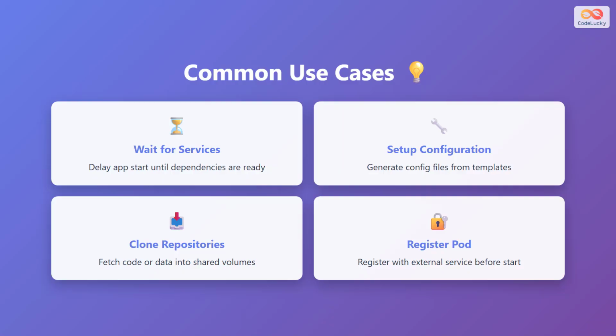Init containers are perfect for several common scenarios. You can use them to wait for services, delaying your app start until dependencies like databases are ready. They're great for setup configuration, where you generate config files from templates. You can clone repositories to fetch code or data into shared volumes, and you can register your pod with external services before the main application starts.